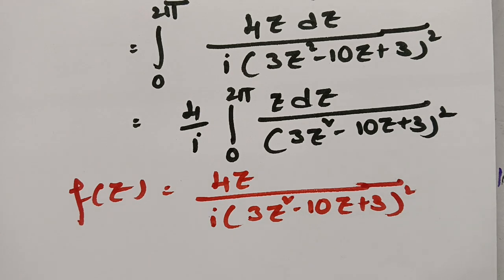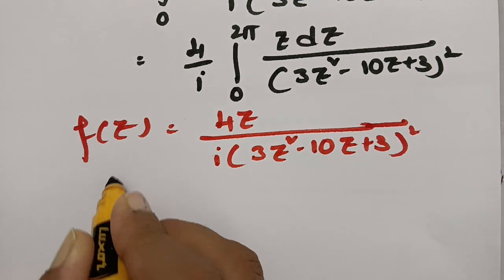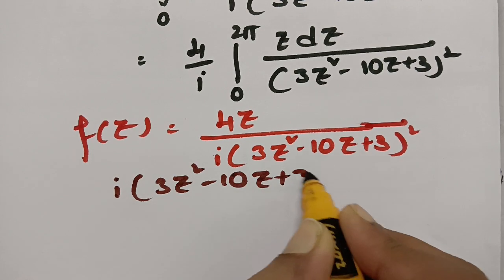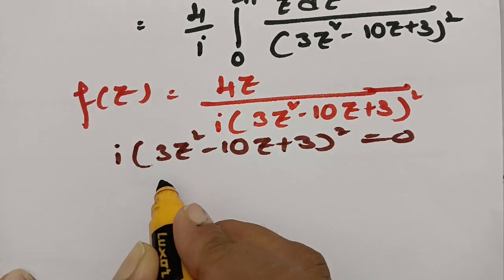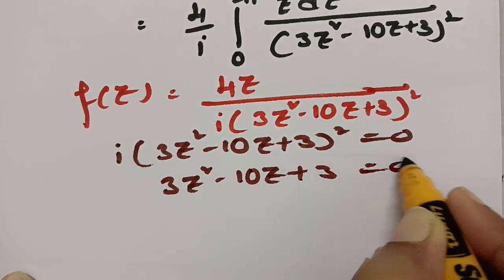As you know, if we equate the denominator to 0, we will get the pole values. So if I equate this denominator to 0, this will be 3z square minus 10z plus 3 equal to 0.